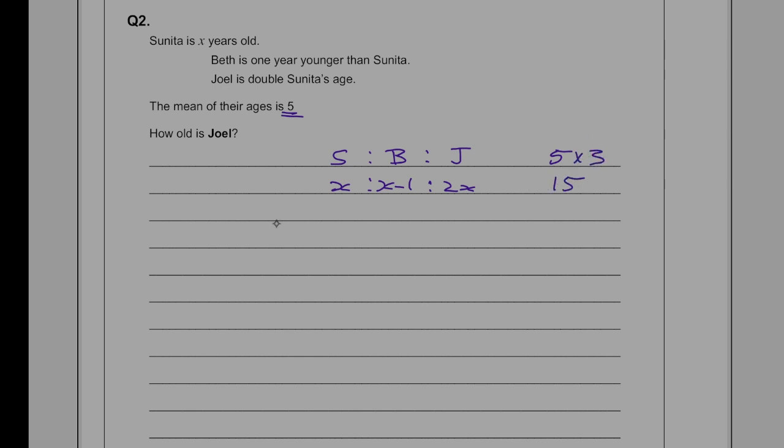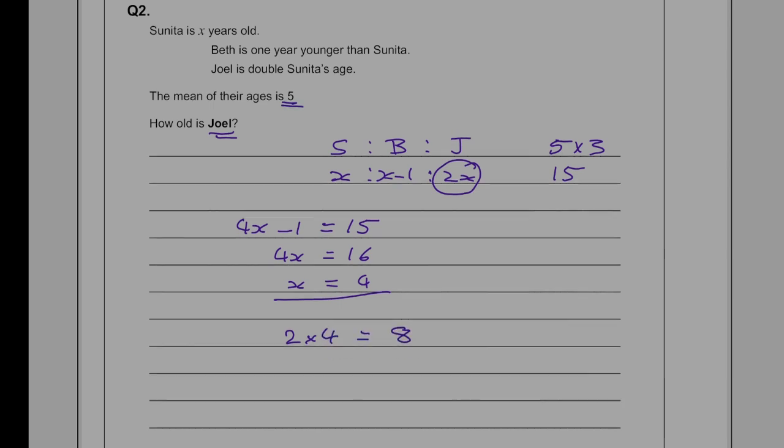So if I add these 3 parts together, that's going to give me 4x minus 1 is equal to 15. I now want to solve that, so I'm going to add 1 to both sides. 4x is equal to 16. Divide by 4, x is equal to 4. That's not quite what we're asked though. Joel's age is 2x, so 2 times 4, which would give us an age of 8.